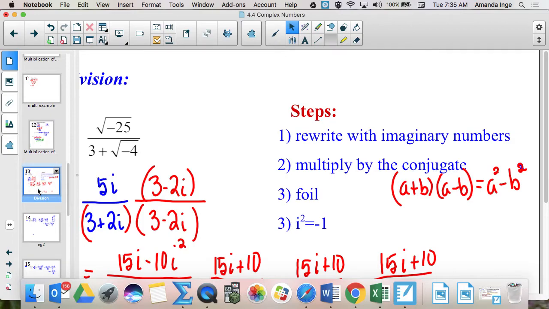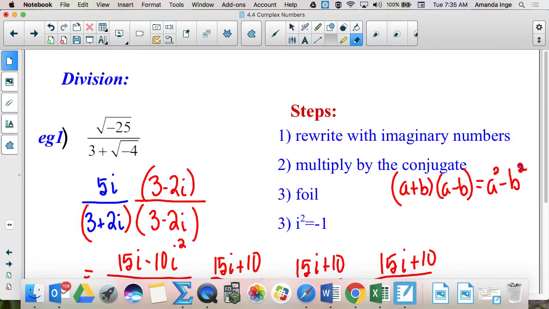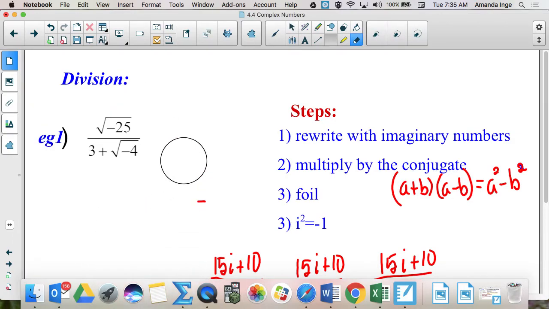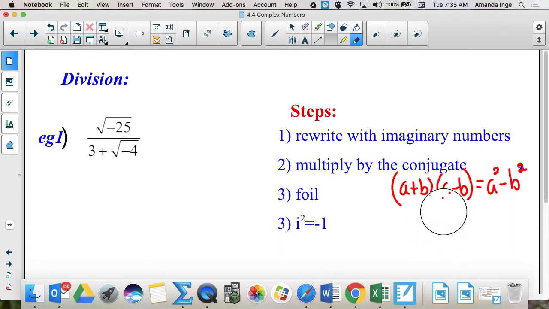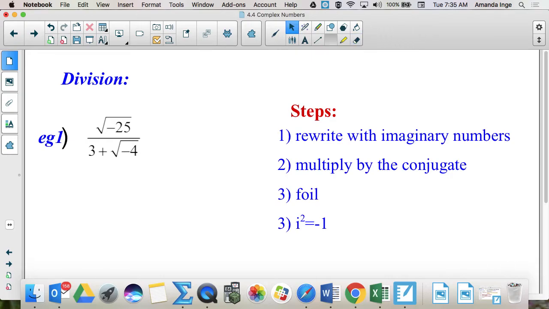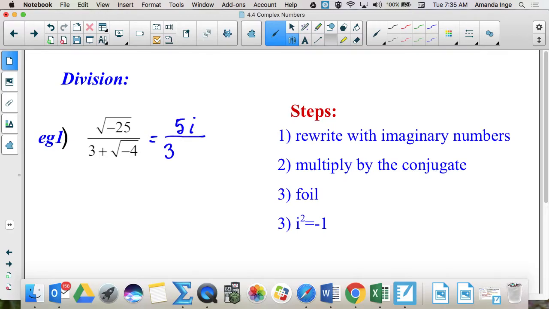Next, I want to talk about division. Once again, you want to make sure that you have written these as complex numbers. So we're going to rewrite these. This is 5i divided by 3 plus 2i.